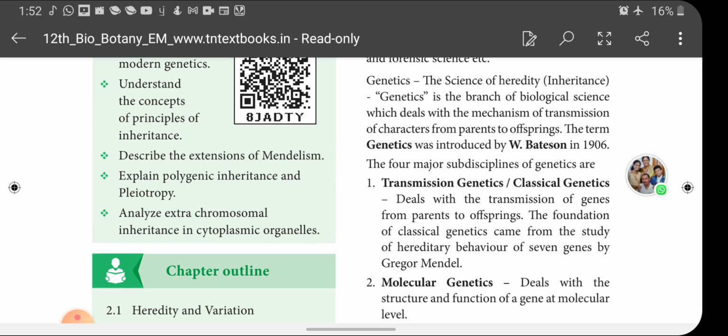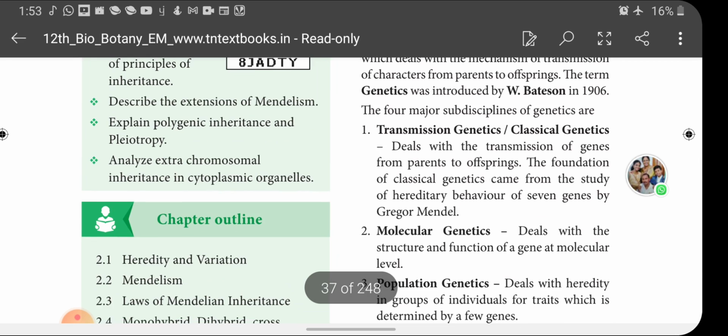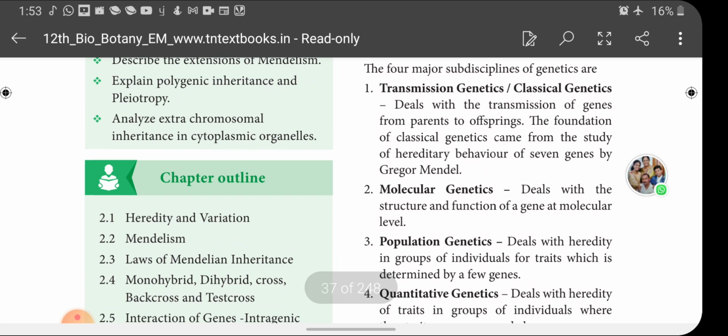Bateson in 1906. The 4 major disciplines of genetics are as follows. Transmission genetics, that is classical genetics, deals with the transmission of genes from parents to offspring. The foundation of classical genetics came from the study of hereditary behavior of 7 genes by Gregor Mendel. There are 4 subdivisions in genetics. The first one is transmission genetics. What does it deal with? It deals with the transmission of genes from parents to offspring.